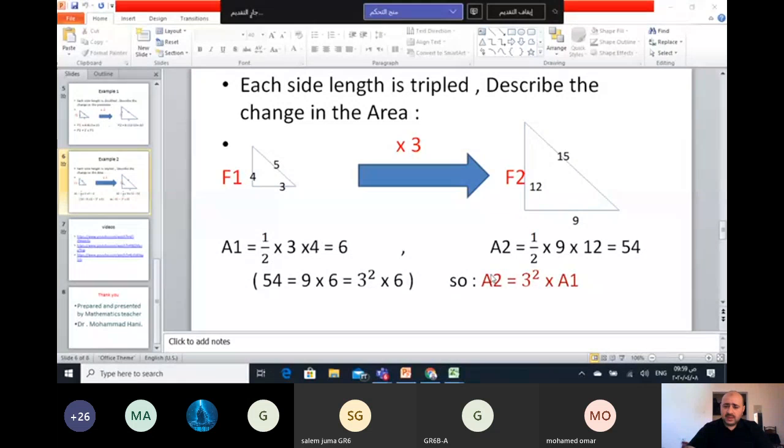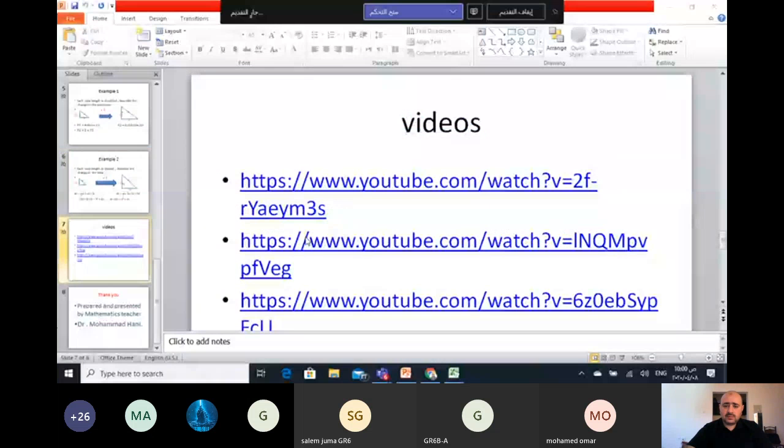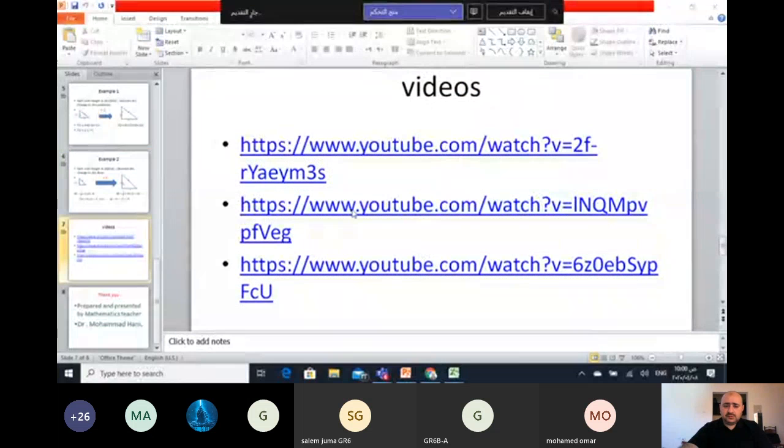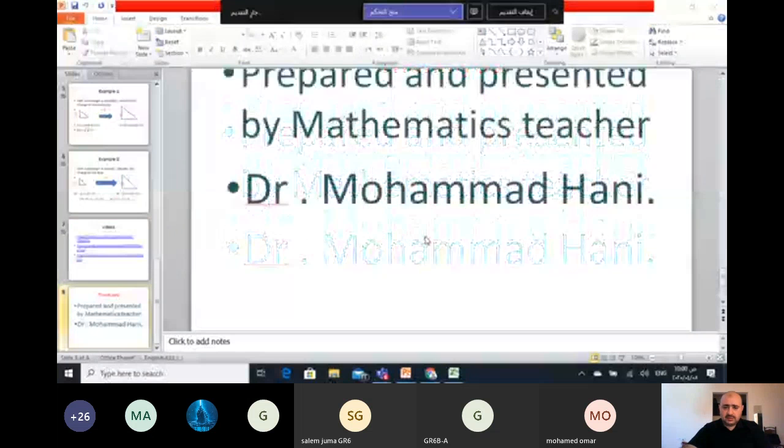So I can write now A2 equals 3 exponent 2 multiplied by A1. That means A2 equals 9 times A1. The second area is 9 times greater than the first area. This is the meaning of change in perimeter and change in the area. And here we have some videos. When you have free time, you can see these videos. And this is our lesson today.